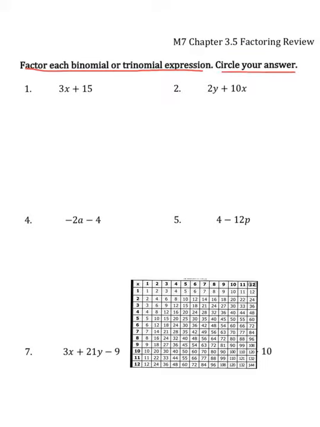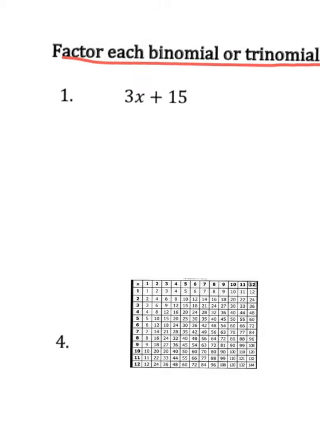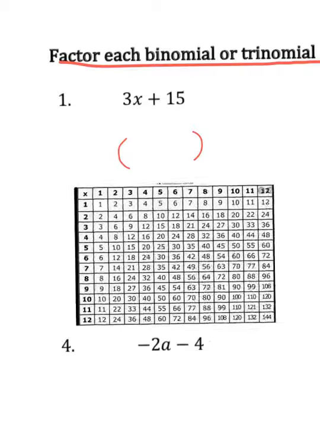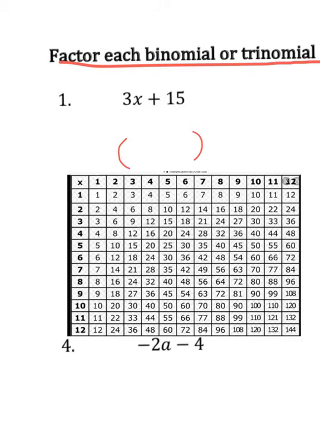All right, we're going to follow those directions. So first we have a binomial. That means there's 2 terms, 1, 2. And we're going to factor them. So to factor them, we have to take out a common factor. And a common factor with 3 and 15, if you look on this chart, you could see a 3 and a 15 are both with the 3's. So we could take out a 3.